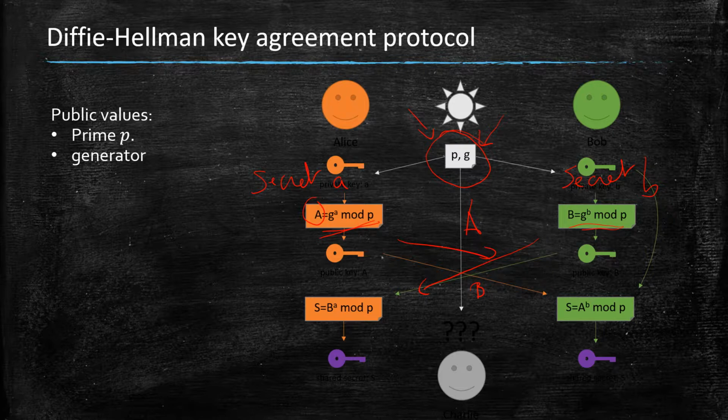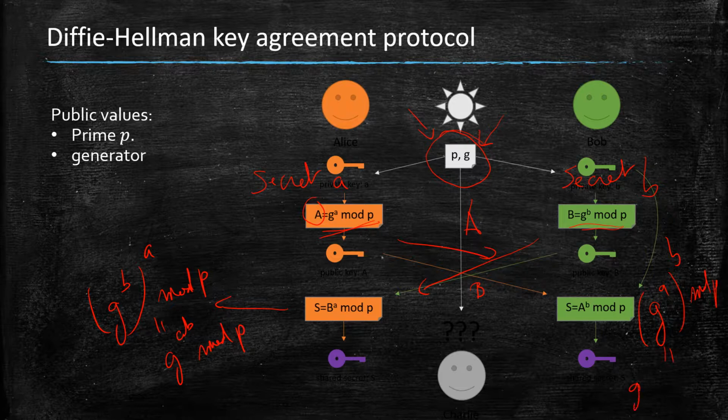And at that point, Alice is capable of creating B to the a mod P, which really is G to the b to the a mod P, which is G to the ab mod P. Meanwhile, Bob is capable of doing the exact opposite operation, which is G to the a to the b mod P, which equals the same thing, G to the ab mod P.